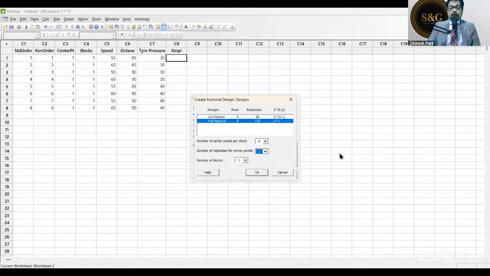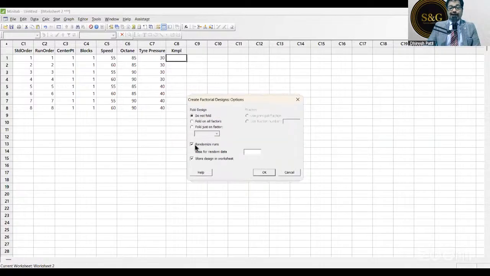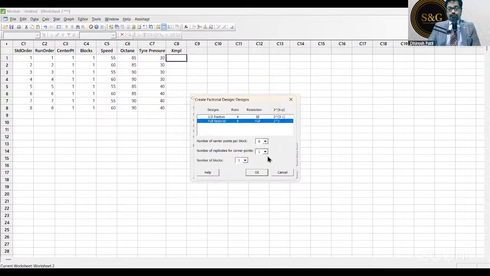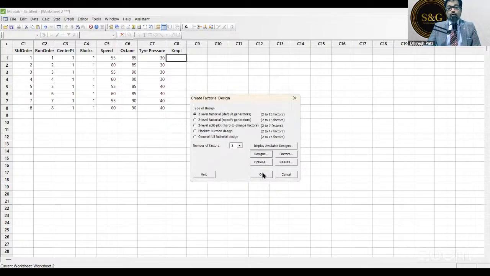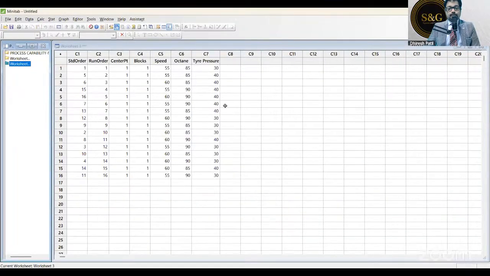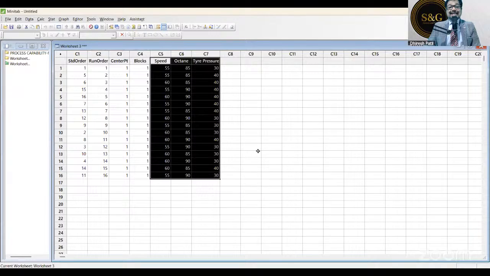I repeat again. First, you go to option, check randomize runs. Click on OK. Go to designs and select 2 in number of replicates. And click on OK. Wow. Just go to the data. Now you have got these 16 runs which are completely randomized.